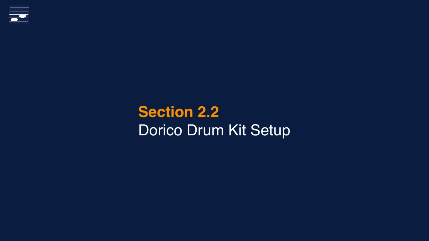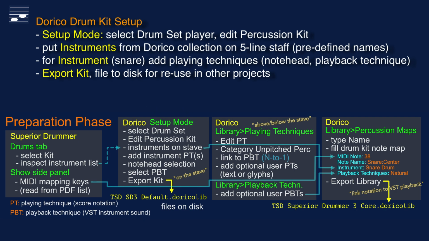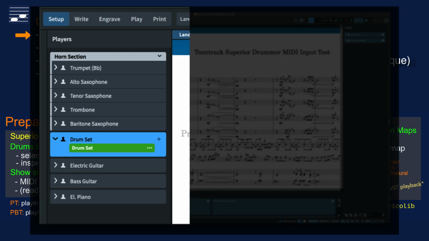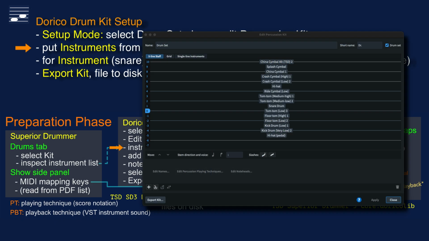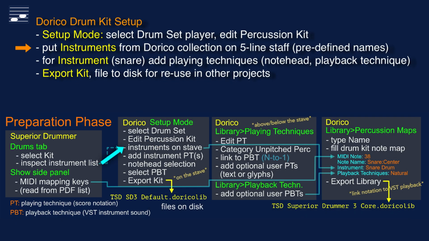We move over to the Dorico side of things with a more complex setup. This consists of 4 elements, starting with the drum kit setup. Go to the setup mode and select the player with the drum set instrument. From the dots menu, select the Edit Percussion Kit item. This window opens. Start adding drum kit instruments from the Dorico collection. Put them at the correct staff position and make the number of kit instruments match the Superior Drummer list.